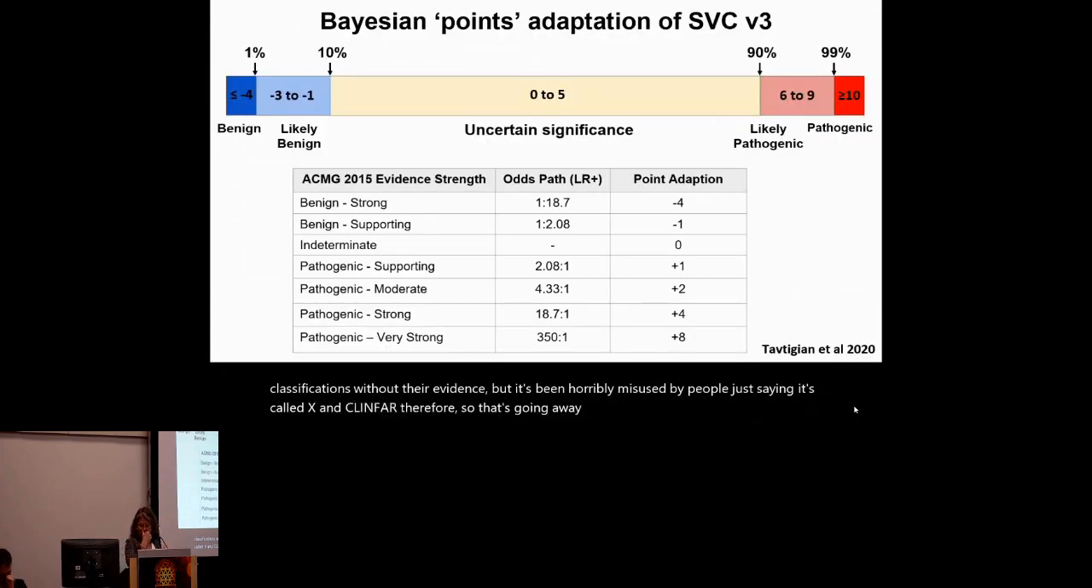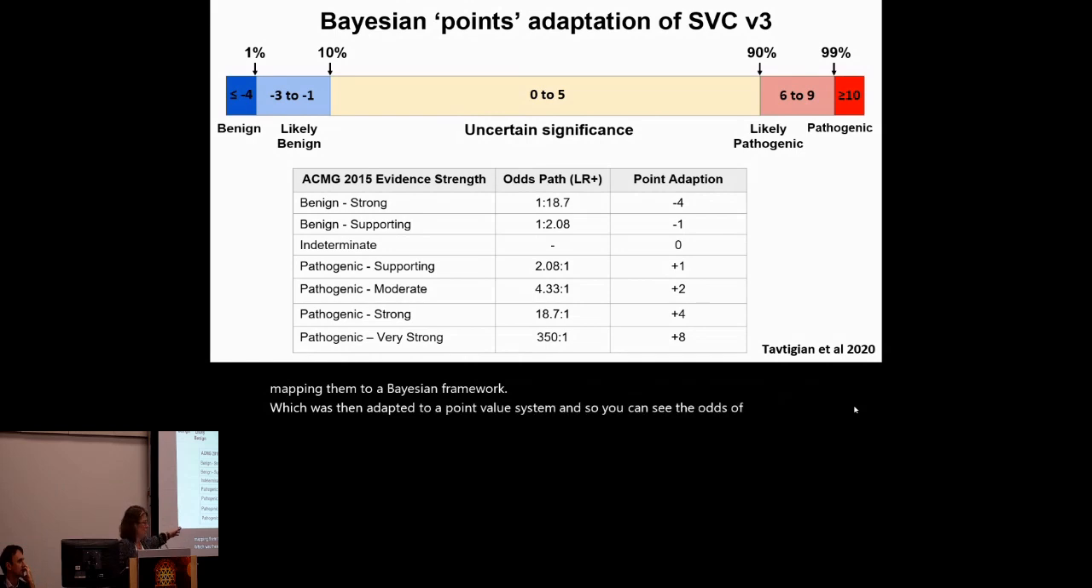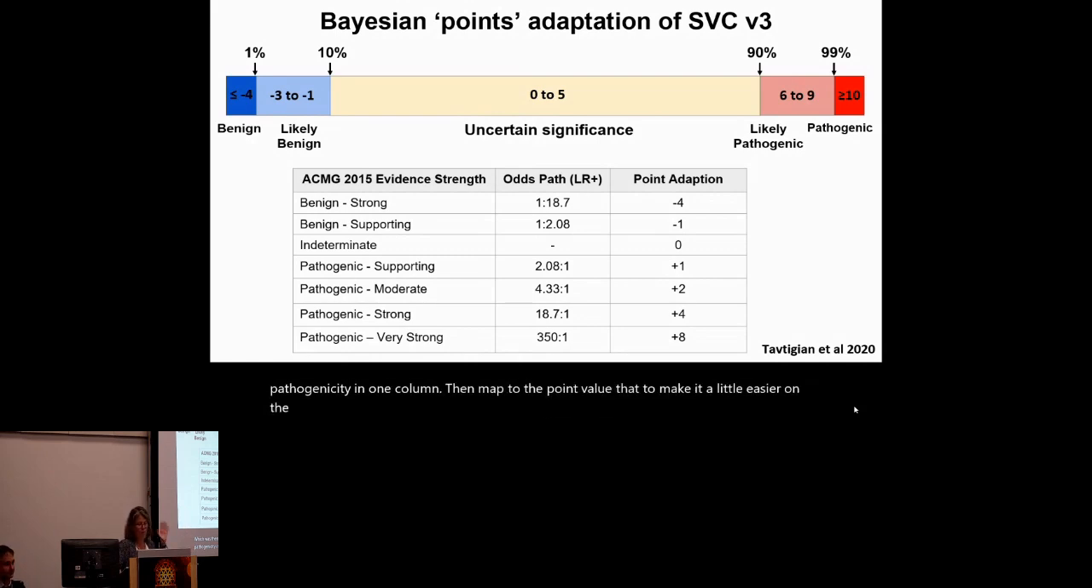So in the new framework, it'll all be based on the Bayesian framework that Sean Tavtigian published in combination with ClinGen's SVI group. That was really looking at all these strengths of evidence and mapping them to a Bayesian framework, which was then adapted to a point value system. You can see the odds of pathogenicity in one column, then mapped to the point value to make it a little easier on the math side for our community.